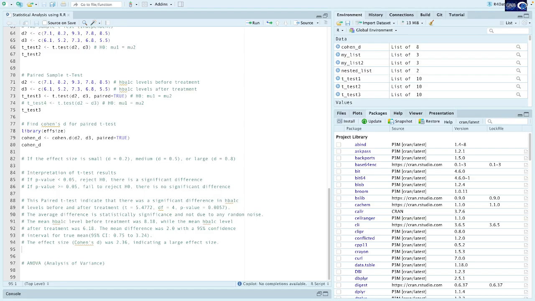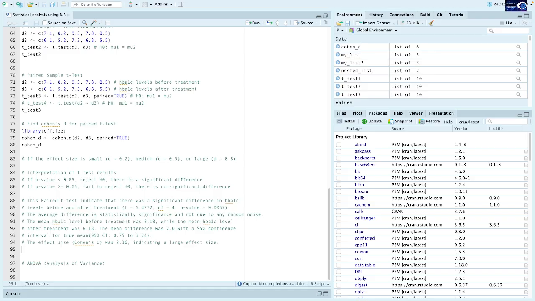Then there are different types of chi-square test. One, as you know, is the chi-square test for independence. This checks if two categorical variables are associated with each other. For example, we can check if gender is associated with smoking status. Those kinds of associations we can check with the test of independence.